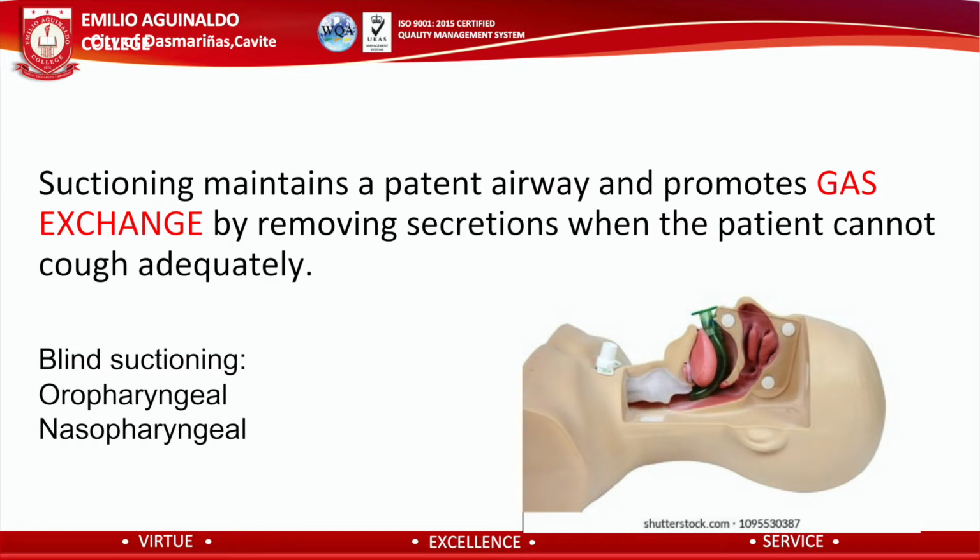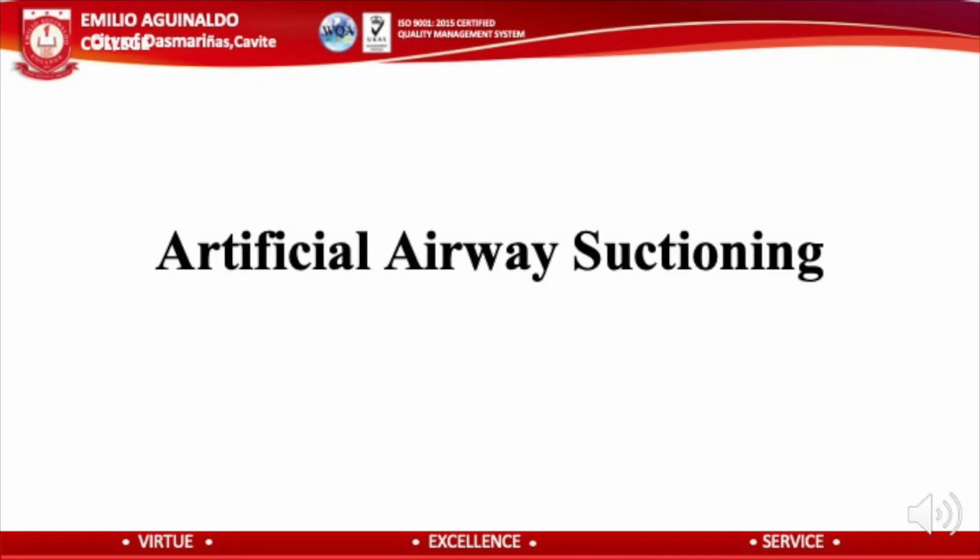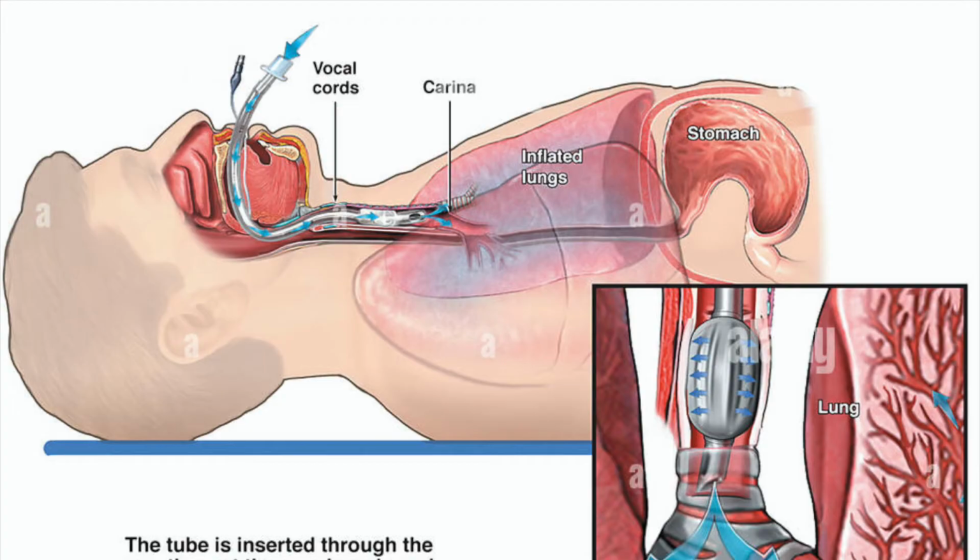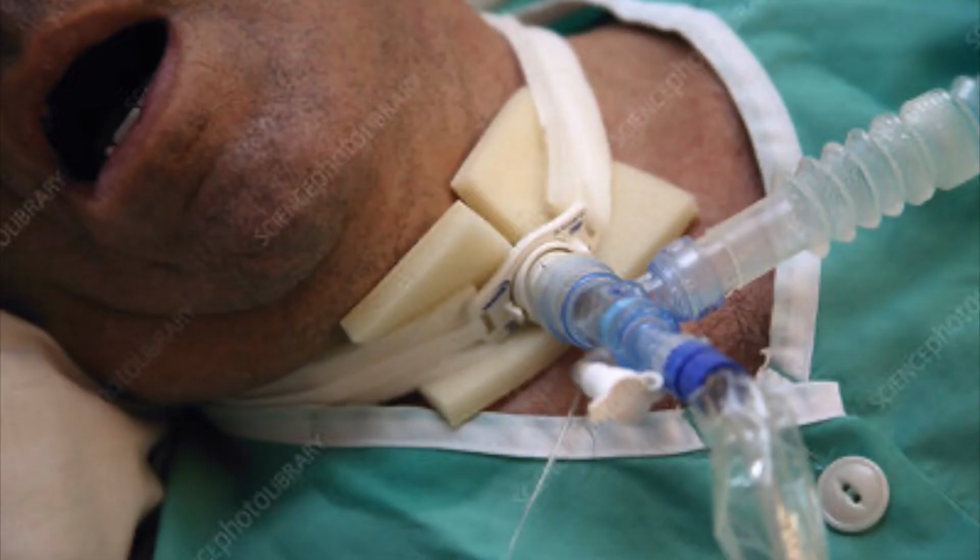So let's move on to the suctioning of artificial airway. Suctioning is often performed through an artificial airway, but the nose or mouth also can be used. Suctioning of both routes is routine for the patient with retained secretions. So, examples of artificial airways are a patient with an endotracheal tube or tracheostomy tube.